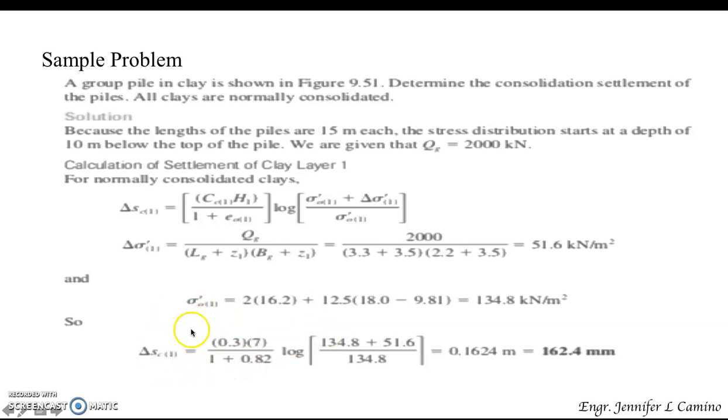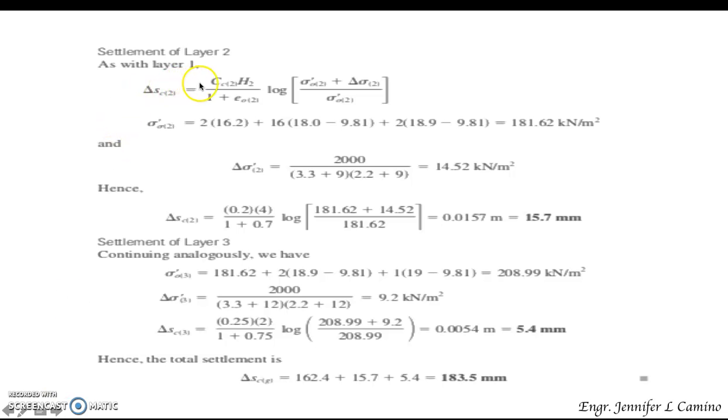So therefore, if we substitute now the values of these parameters that we have computed, we have now an equivalent value for the settlement at layer 1, which is 162.4 mm. Now we move on to layer 2. So we're going to have this equation.